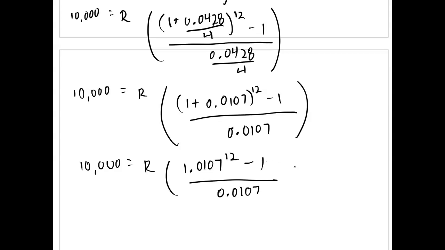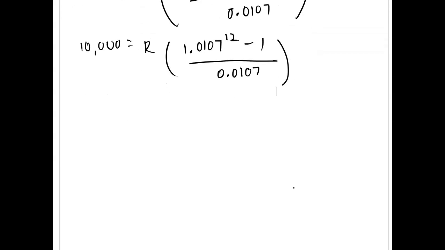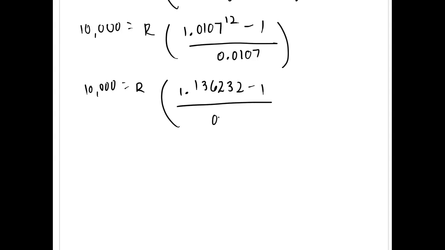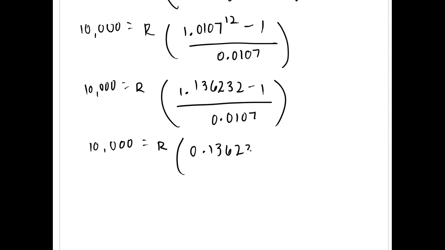At this point, we can do the exponent in the numerator. So that gives 10,000 is equal to R times, so this 1.0107 to the 12th gives 1.136232. Next I can do the subtraction in the numerator. So that gives 0.136232.